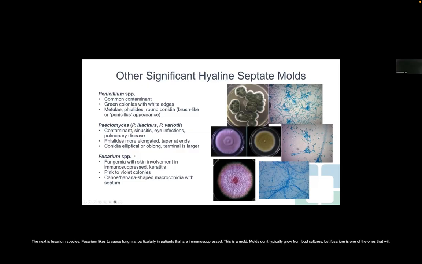The next is Fusarium species. Fusarium likes to cause fungemia, particularly in patients that are immunosuppressed. This is a mold. Molds don't typically grow from blood cultures, but Fusarium is one of the ones that will. Particularly in patients, like I said, that are severely immunosuppressed, those that have AML or other leukemias. And they like to throw clots and can cause painful skin nodules as well, can cause keratitis infection as well. Fusarium grows as pink to violet colonies, as shown here. And the conidia are canoe or banana shaped, and these are macroconidia that have septations throughout.